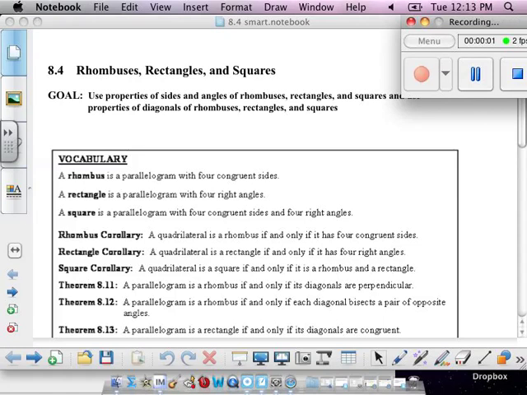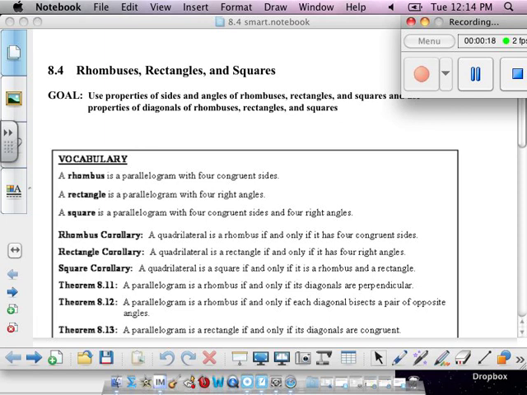8.4, rhombuses, rectangles, and squares. Okay? A rhombus is a parallelogram with 4 congruent sides. A rectangle is a parallelogram with 4 right angles. And a square is both a rectangle and a rhombus. It has 4 congruent sides and 4 right angles.